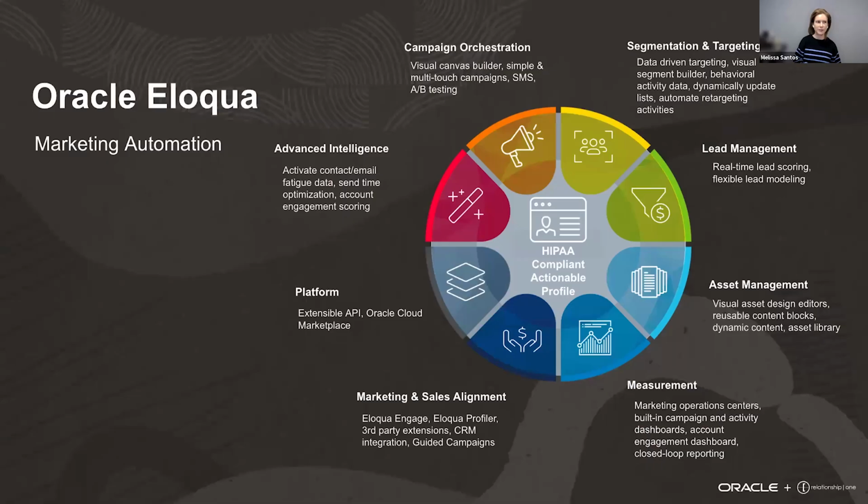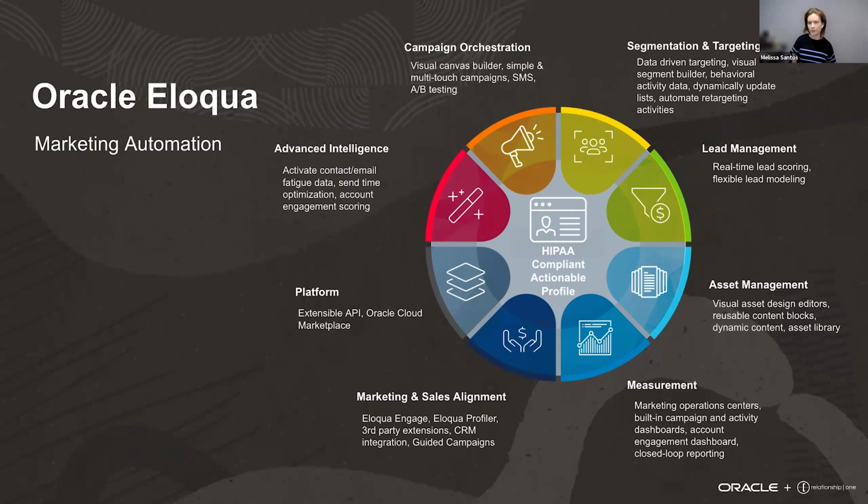So now we'll dive a little bit deeper into Eloqua specifically and some of the capabilities that Eloqua provides us as healthcare marketers. And at the center of all of those capabilities, right, is the ability to be HIPAA compliant. That is extremely important in our space. And Eloqua gives us that ability. It gives us the ability to have HIPAA compliant, what we call actionable profiles, so we can utilize the information on that record while it's still secure.